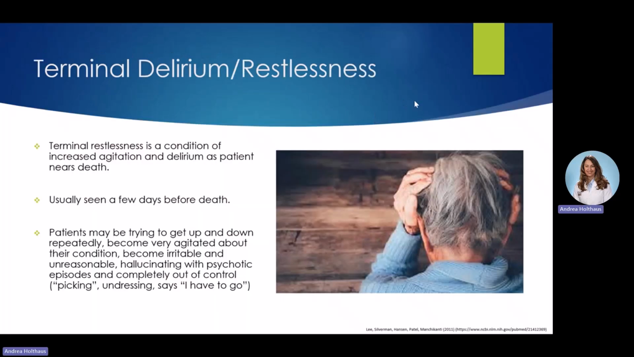And then what is terminal delirium or terminal restlessness? This is where there's increased agitation and delirium as the patient nears death. It's usually seen a few days before death, and the patients might be trying to get up and down repeatedly, saying "I have to go," trying to get out of bed, becoming very agitated and irritable and unreasonable, and also can be hallucinating and out of control.